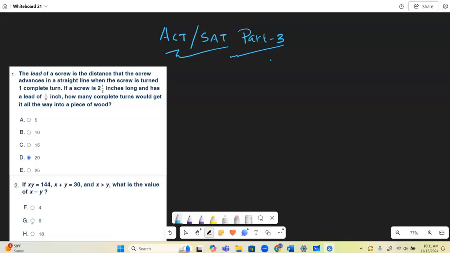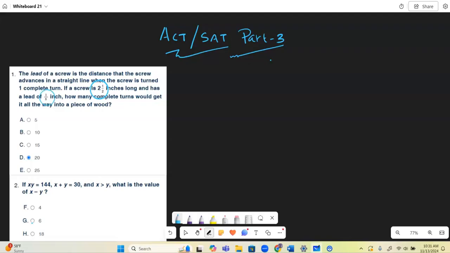The first question today is: the lead of a screw is the distance that the screw advances in a straight line when the screw is turned one complete turn. If a screw is 2.5 inches long and has a lead of 1/8 of an inch, how many complete turns would get it all the way into a piece of wood? So this is asking for the number of turns. Here we have the length of the screw is 2.5 inch and the lead is 1/8 of an inch.